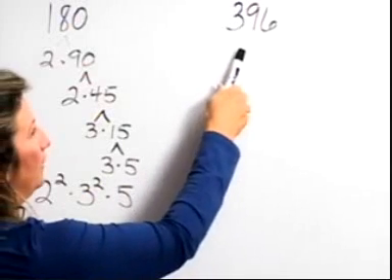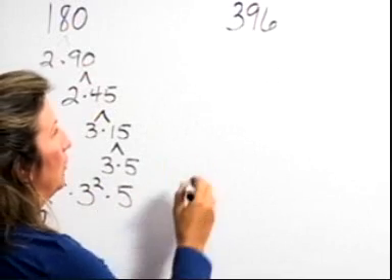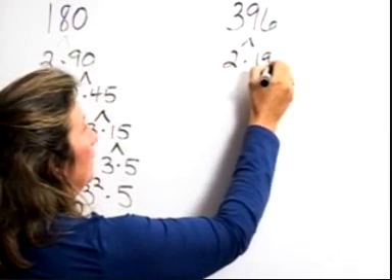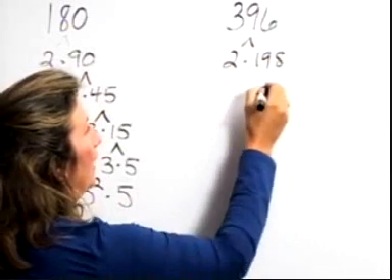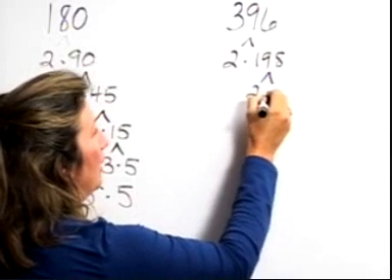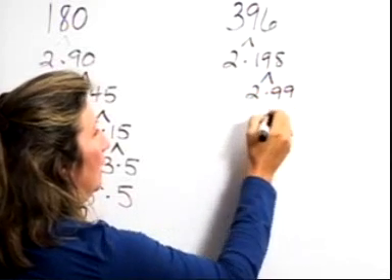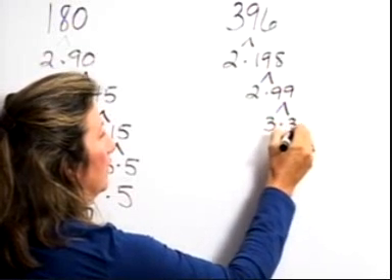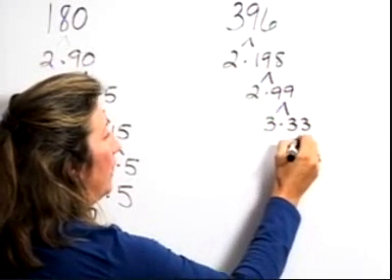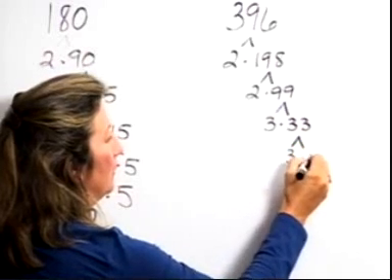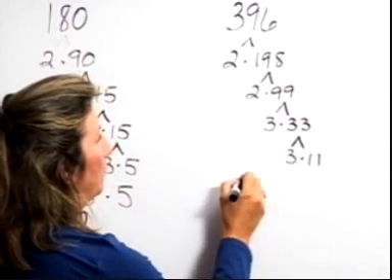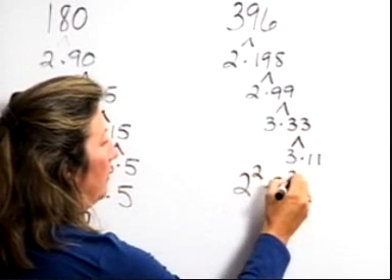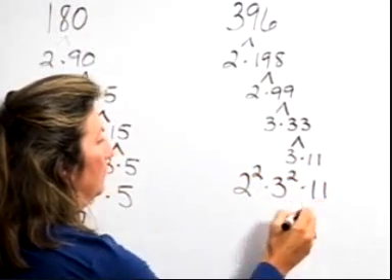Let's move to 396 and find its prime factorization. That starts by saying 2 times 198. 198 will factor to 2 times 99. 99 factors to 3 times 33. And finally, 33 factors to 3 times 11, making its prime factorization 2 to the second power times 3 to the second power times 11.